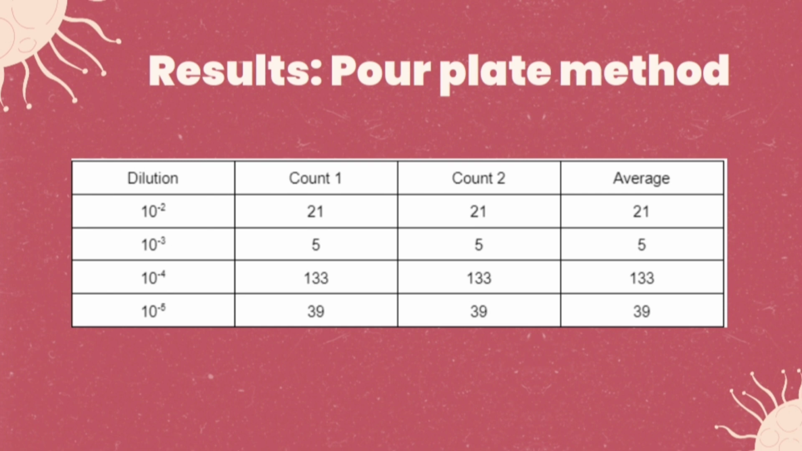Thus, based on the result, dilution of 10^-4 has the highest number of bacteria, while dilution of 10^-3 has the lowest number of bacteria.